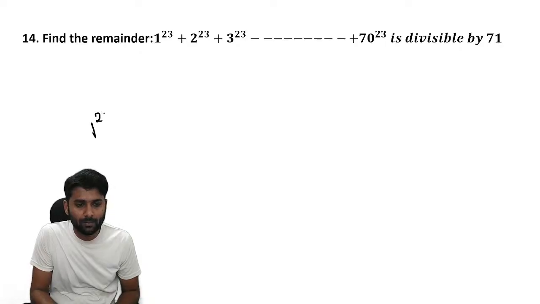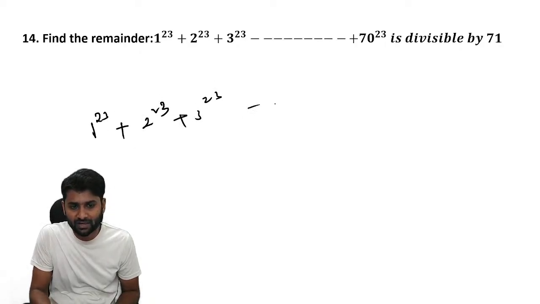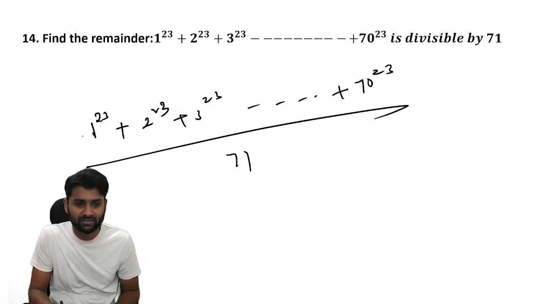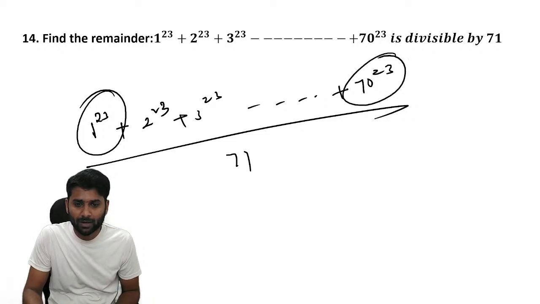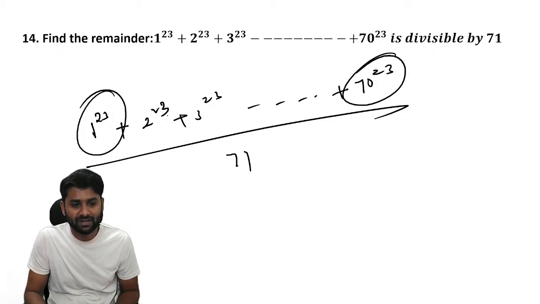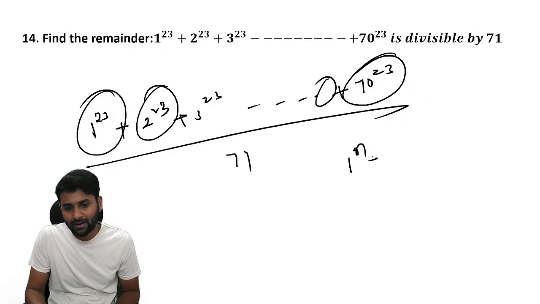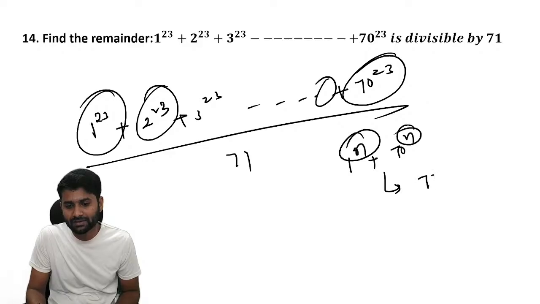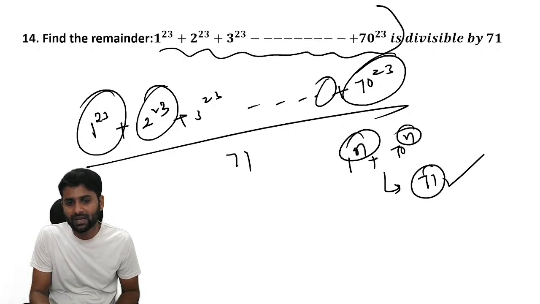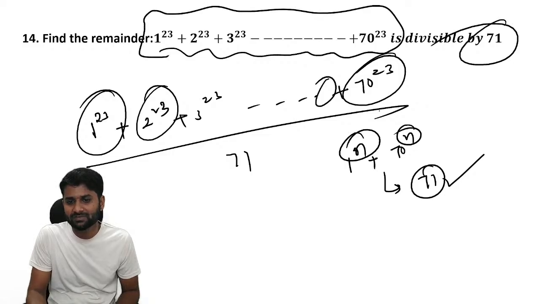Next one: 1 power 23 plus 2 power 23 plus 3 power 23 up to 70 power 23 is divided by 71. You know that 1 plus 70, again 2 plus 69. So 1 power n plus 70 power n, if n is an odd number, it is always divisible by 71. It means if you go through the entire sum, it is divisible by 71, and the remainder is 0.